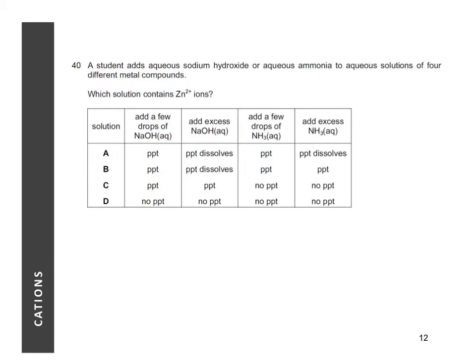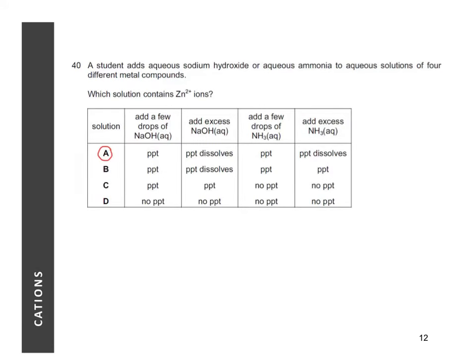In this question, we are supposed to determine which observations are correct when adding sodium hydroxide and aqueous ammonia to zinc ions. If you can recall a few questions back, I mentioned that zinc ions are the only ions that will give a precipitate but dissolve in excess for both sodium hydroxide and aqueous ammonia. If you can recall that, that will allow you to very easily determine the answer to be A.